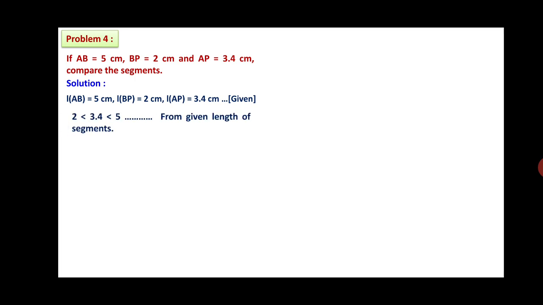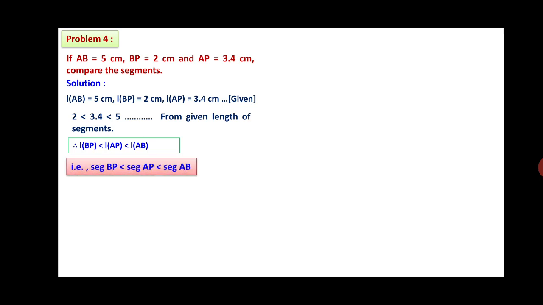Therefore, we know that for BP, 2 is the smallest number, then 3.4 is less than 5. So the order will be 2 is less than 3.4 is less than 5 from the given values. Therefore, you can put the values: length of BP is less than length of AP is less than AB. Therefore, you can write that segment BP is less than segment AP is less than segment AB. Or in reverse order also you can write segment AB greater than segment AP is greater than segment BP. Like that also you can write.